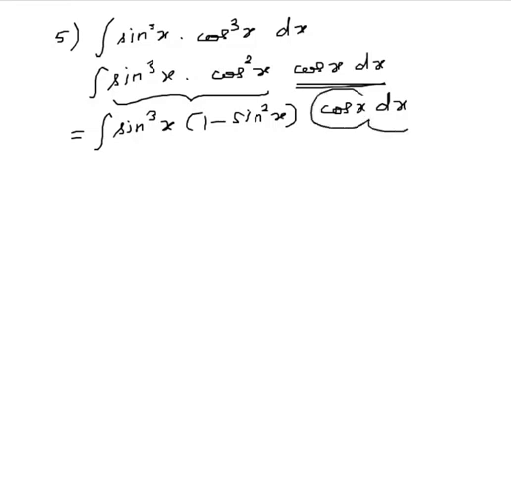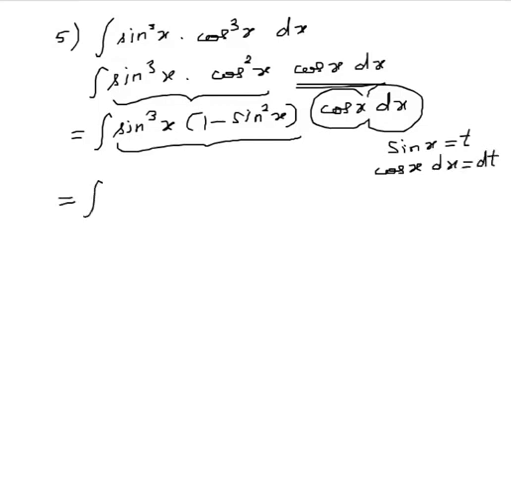Now see, we have cos x dx and the rest of the function is in terms of sine. So we can substitute sine x as t. Differentiate both sides. Cos x dx becomes dt. Let's substitute. It becomes integral t cube times 1 minus t square, cos x dx is dt. Open the brackets and integrate.